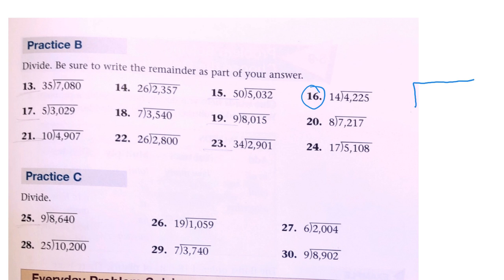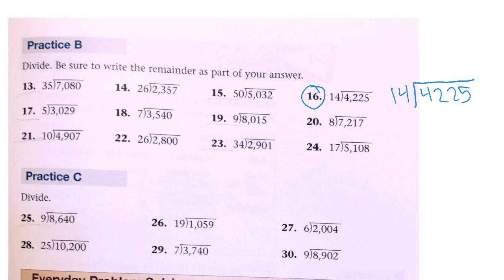So the division box, 4,225 divided by 14. 14 doesn't go into 4 because 4 is less than 14, but 14 can go into 42. Not sure how many times, we can take a guess. Well, it's close to 15, and 42 is close to 40.